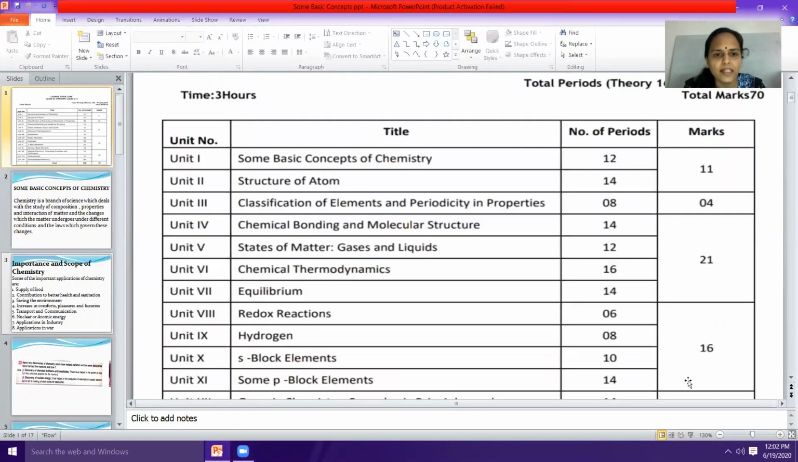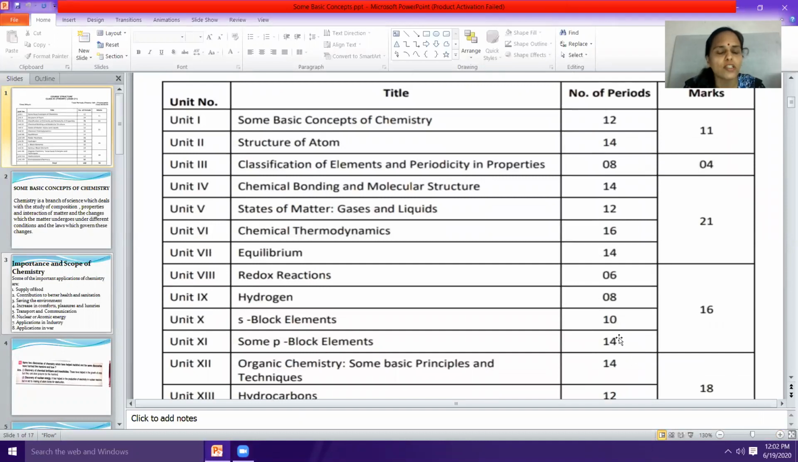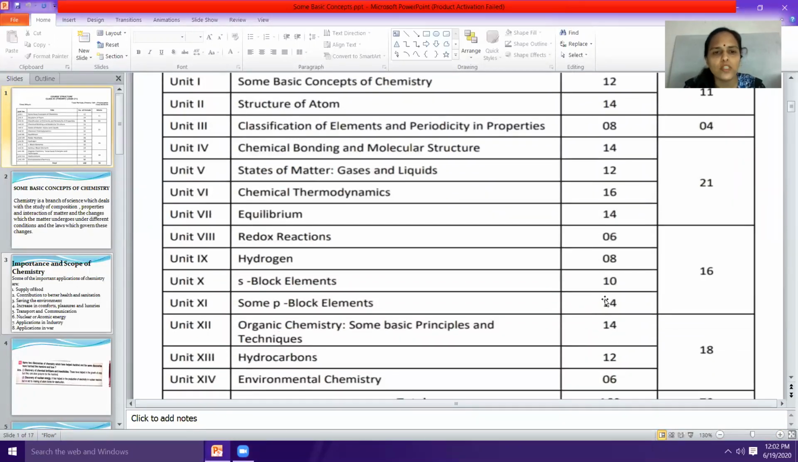Unit 8 is redox reactions. So from Unit 8, you will get in Part 2 book. Till Unit 7, that is equilibrium, you can get in Part 1. And from Unit 8, that is redox reactions, you will get in Part 2.